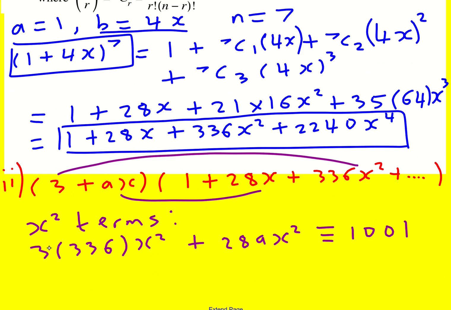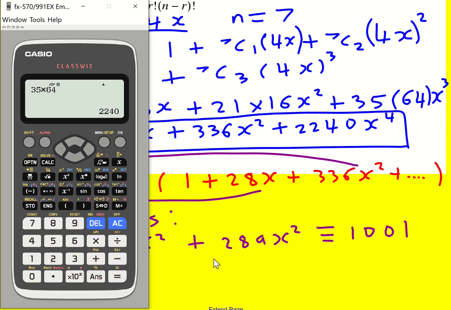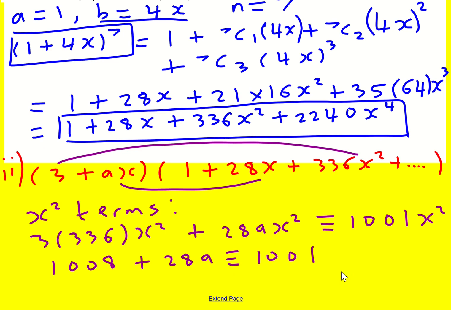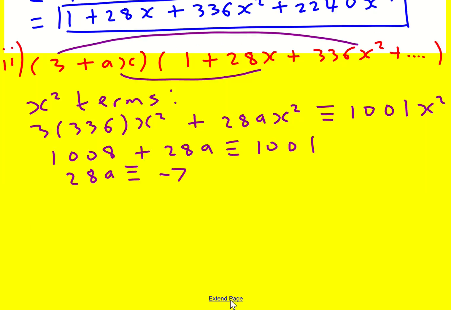So essentially, it must be that 3 times 336, which is 1008, plus 28a, oh, by the way, there should have been x squared there, is identical to 1001. Therefore, 28a is identical to -7 if I minus 1008 from both sides, and a is going to be -7 over 28, which is simply -1/4. So that's my answer. I hope that makes sense.